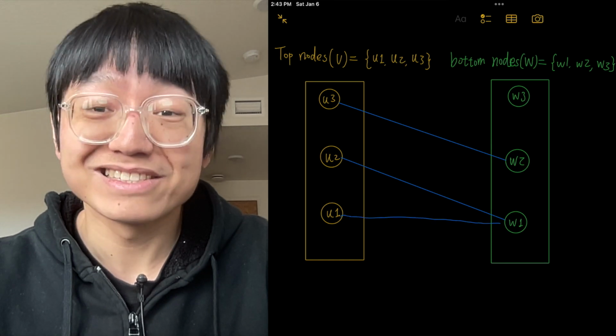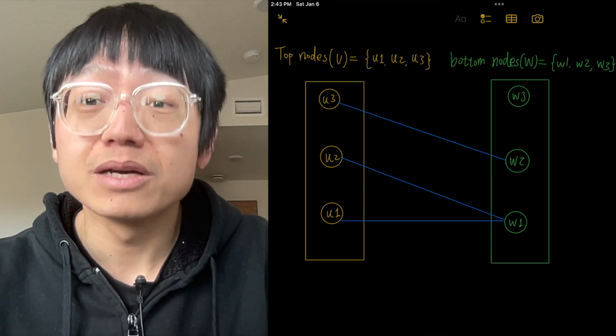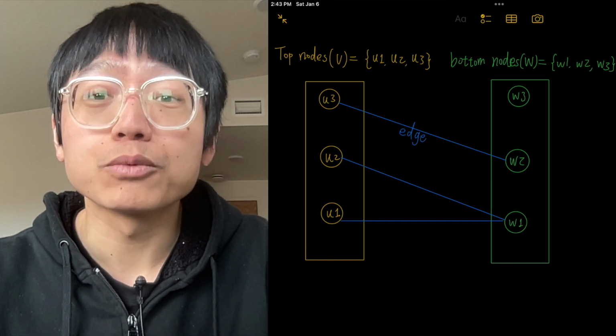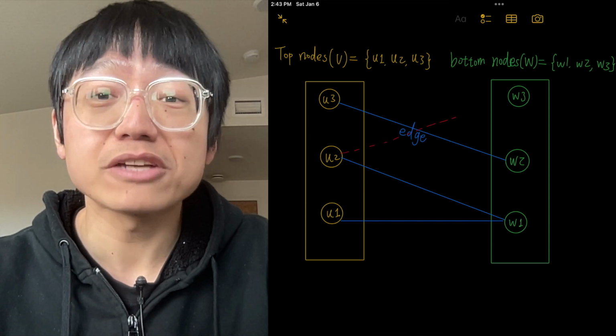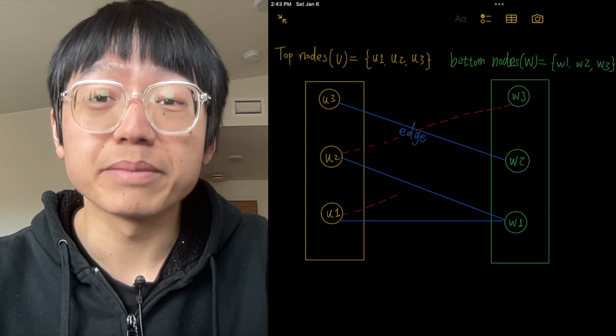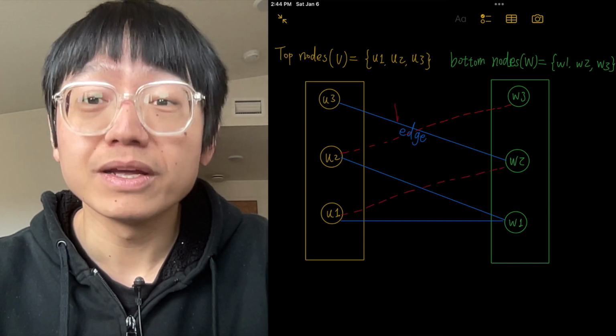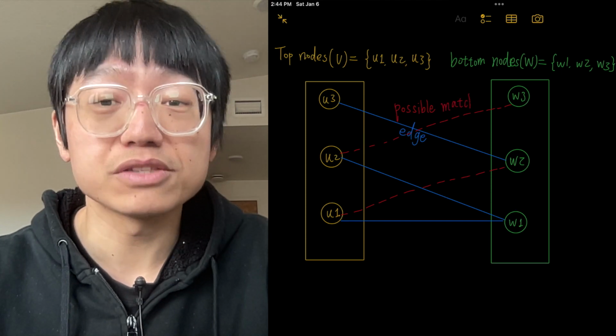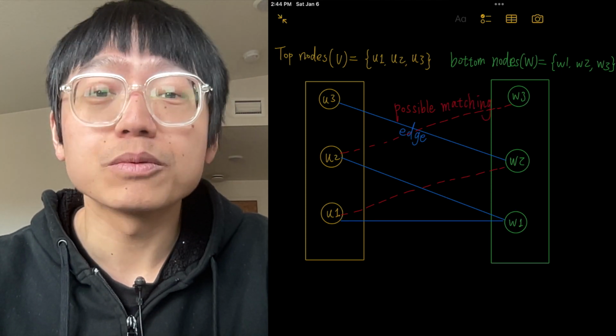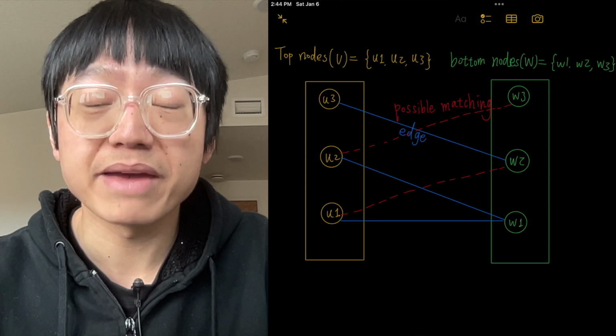The dashed lines represent a possible matching within this graph, indicating which vertices are paired together in the matching. So the matching shown here includes the pairs U1 and W2 and U2, W3. This matching is valid because each vertex is incident with at most one edge in the matching.